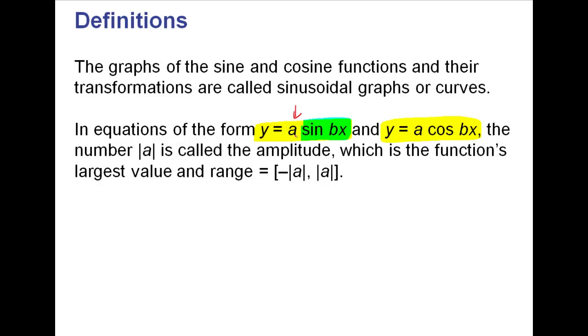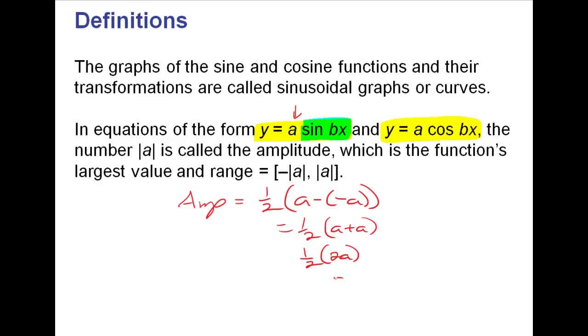And therefore a ends up being the amplitude, because back to the formula, the amplitude is going to be 1/2 of the high point, which in this case is going to be a, minus the low point, which is going to be minus a, right? And we get 1/2 a plus a, 1/2 2a, which is just a. So any constant you multiply in front of the sine or cosine function will always become the amplitude.